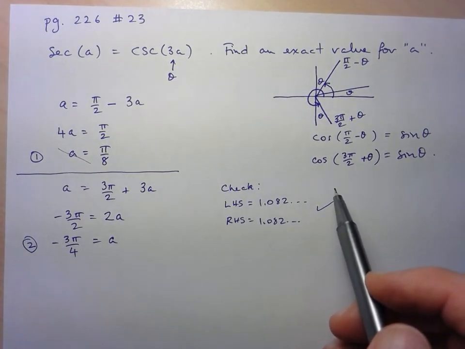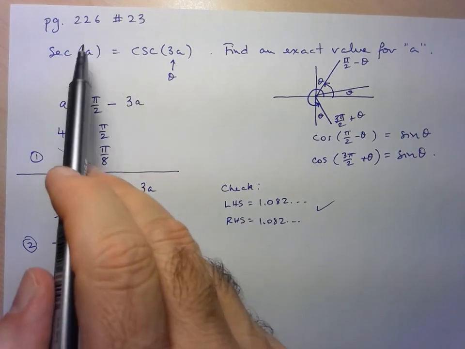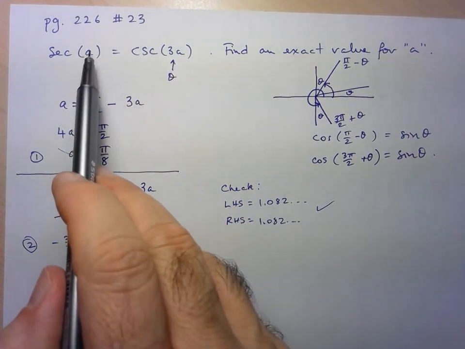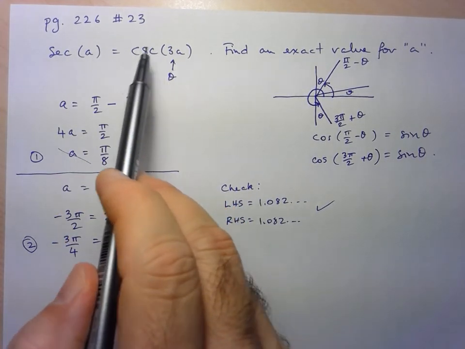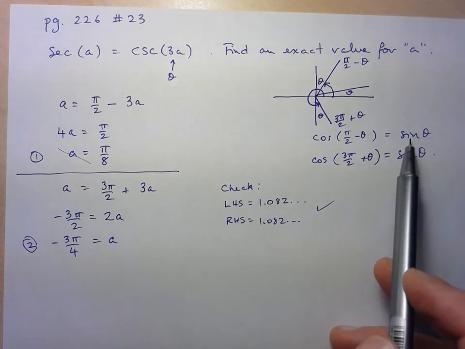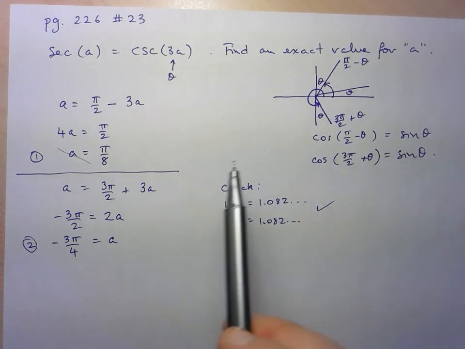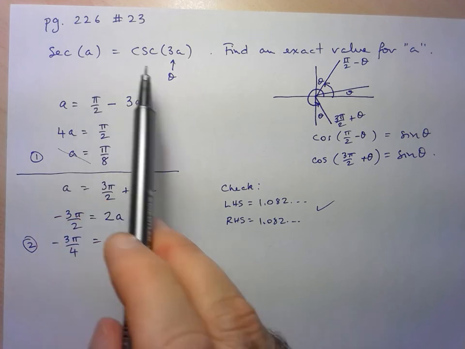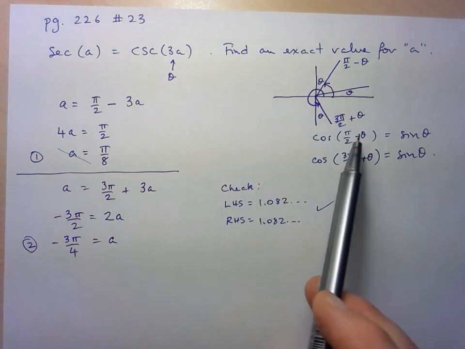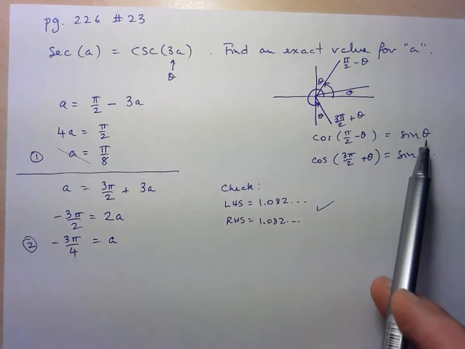Then step 3 is to associate the angles in your actual trig ratios with the angles in your identity. So in this case, this was going to be equal to my pi over 2 minus theta, and this was going to be equal to my theta. That's it for this one.